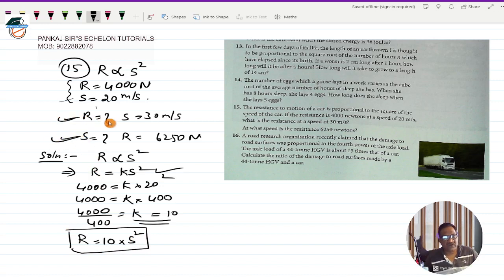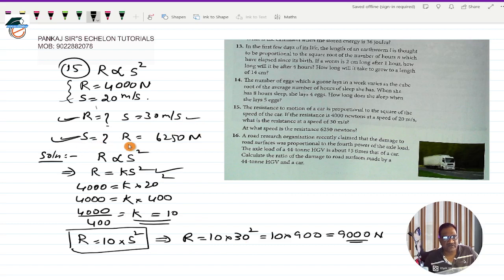Okay. So what is r when s is equal to 30? So r will be equal to 10 times 30 square, which is nothing but 10 times 900, which is nothing but 9,000. And the unit is r is in newtons. So 9,000 newtons. So that's the answer for this one.